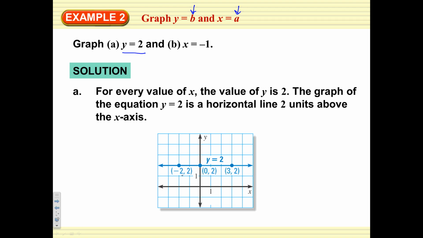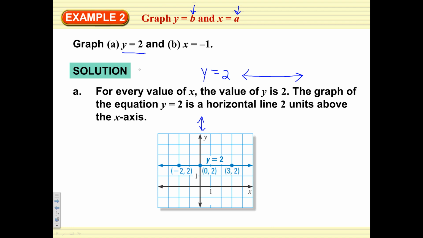So let's look at this. When x is 0, y is 2. When x is -2, y is 2. When x is 3, y is 2. It doesn't matter what your x value is, your y is constantly 2. Notice the line y equals 2 runs perpendicular to the y-axis. The y-axis runs up and down, but the y equals 2 line is going to intersect that y-axis at y equals 2, because every value of y is always going to be 2.